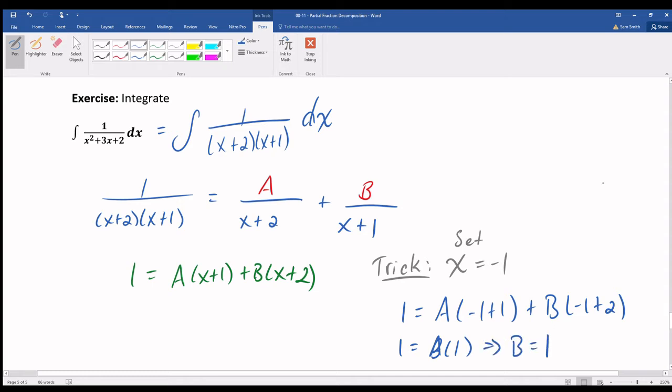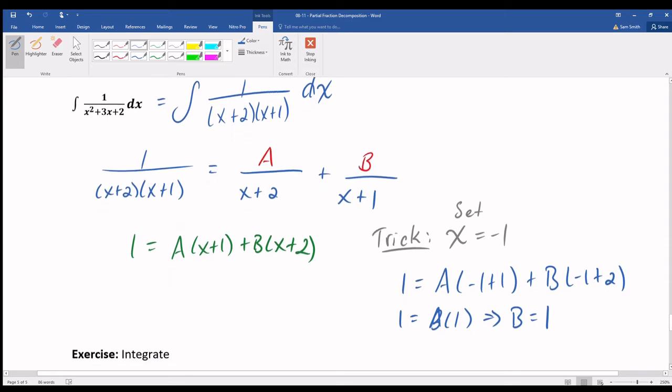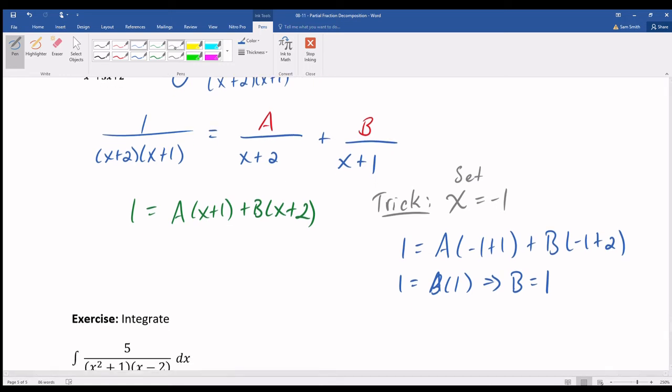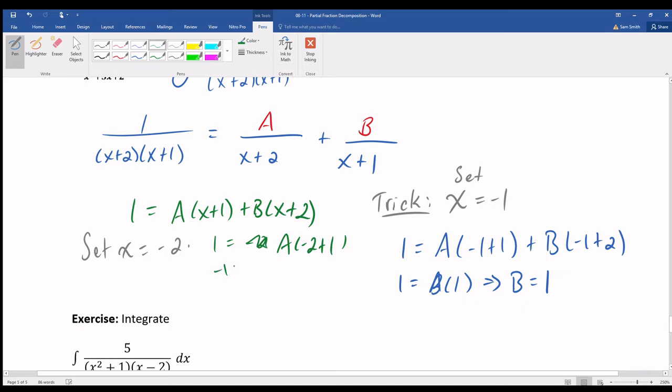Now I can use the same technique to find the value of A. Not by setting x equal to 1, but by setting x equal to -2. This will eliminate the factor that's next to B, and I will get 1 equals A times (-2 plus 1), so A is equal to -1.